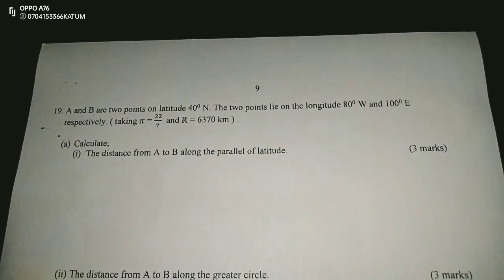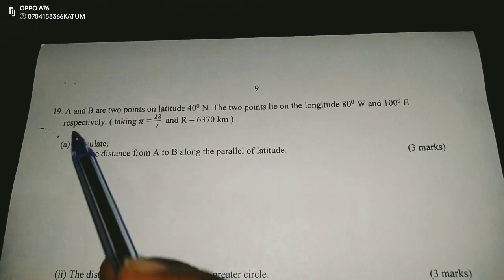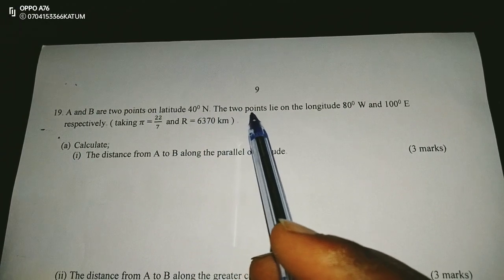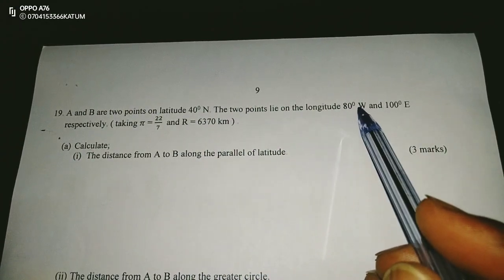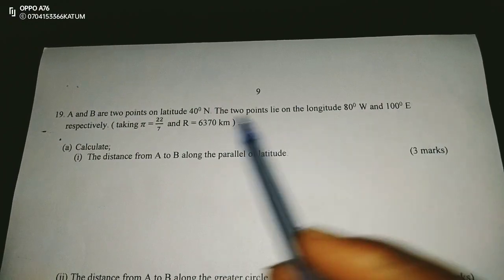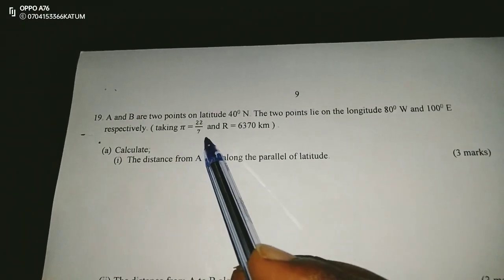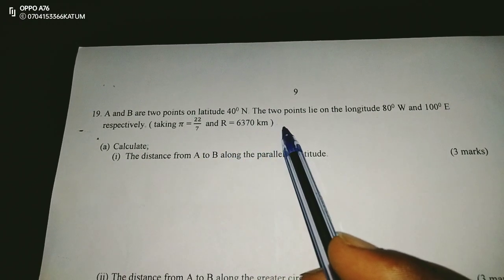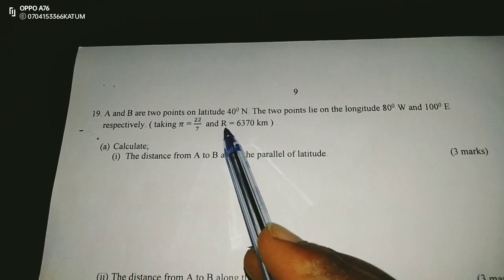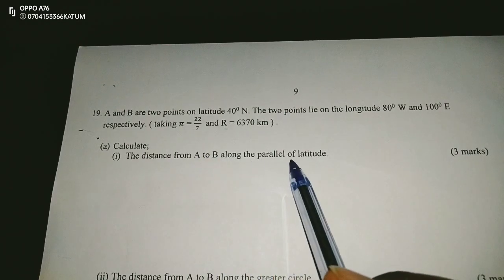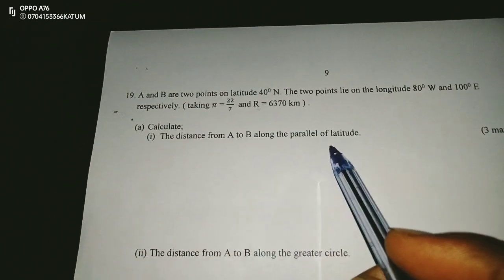We're going to study longitudes and latitudes. A and B are 2 points on latitude 40 degrees north. The 2 points lie on the longitudes 80 degrees west and 100 degrees east, respectively, taking pi as 22 out of 7 and r as 6370 kilometers. Remember, r is the radius of the earth. Calculate part 1, the distance from A to B along the parallel of latitude.